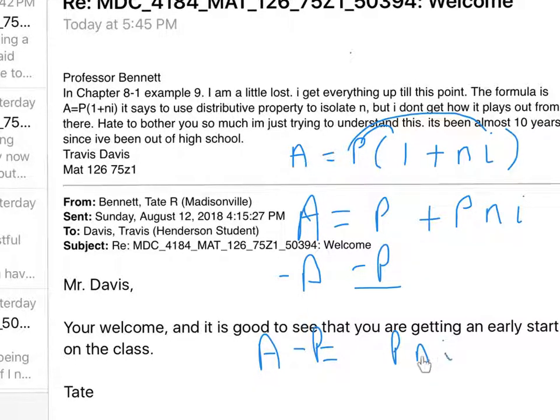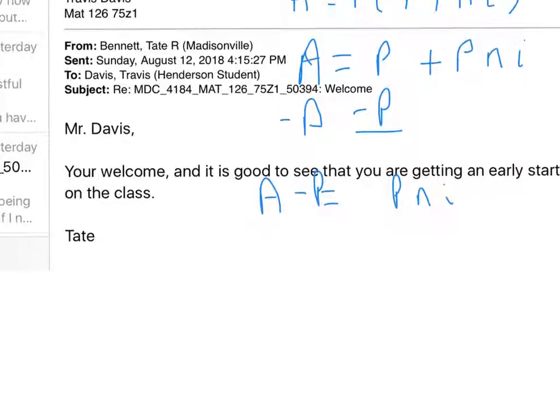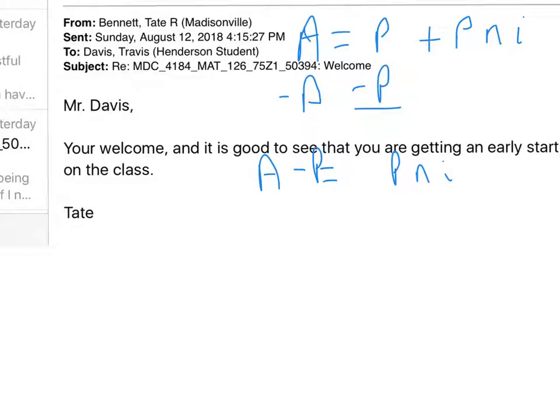You want to get n by itself. This is multiplication, and so you have to do the opposite. You have to divide each side by pi. So if I divide each side by what I'm wanting to get rid of, pi, the p's cancel and the i's cancel, and just left with n here.